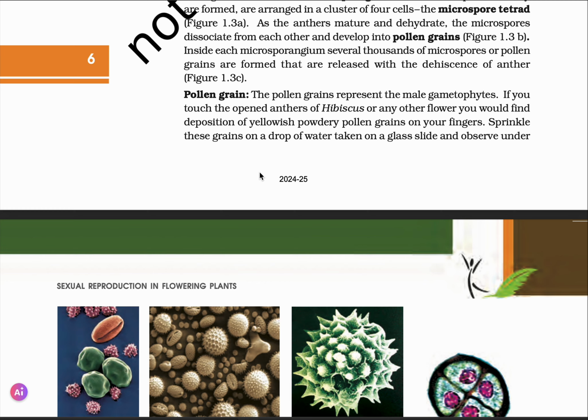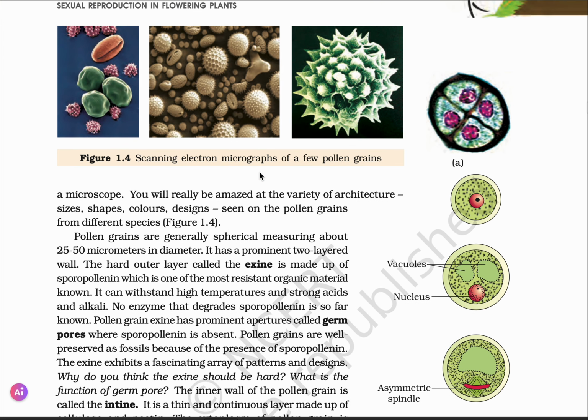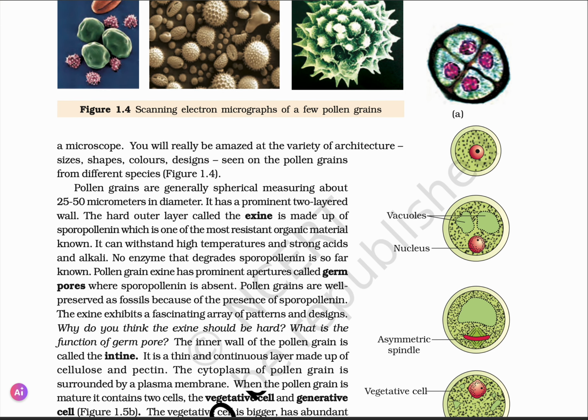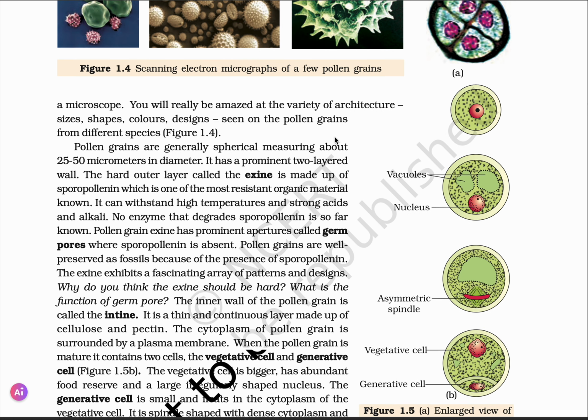If you touch the opened anthers of hibiscus or any other flower, you would find deposition of yellowish powdery pollen grains on your finger. Sprinkle these pollen grains on a drop of water taken on a glass slide and observe them under a microscope. You will be really amazed at the variety of architecture that you would see over here, which is the shape, sizes, colors, design. It would be very fascinating. So we need to remember the pollen grains are 25 to 50 micrometers in diameter.